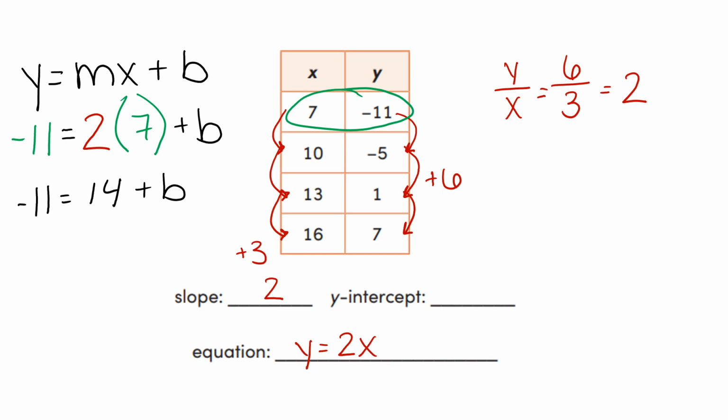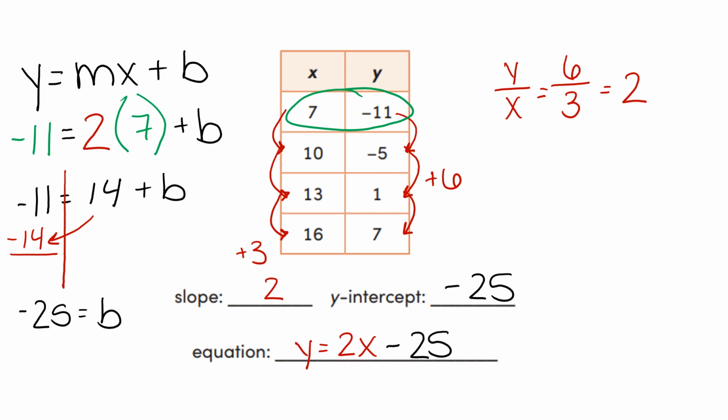And then we solve our equations as we used to do. We would do the opposite of 14. We would do a -14. -11 and -14 would make a -25. So our b value, the y-intercept, is -25, which is the back part of our equation.